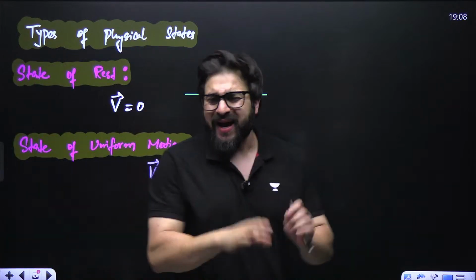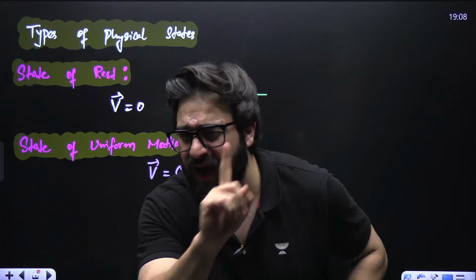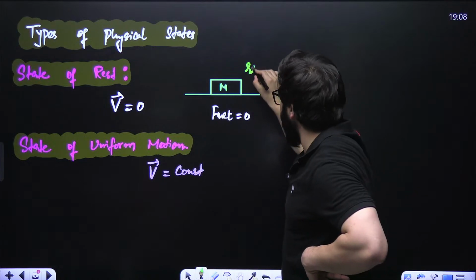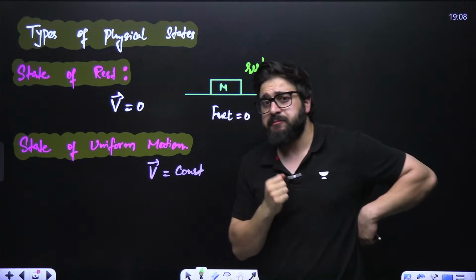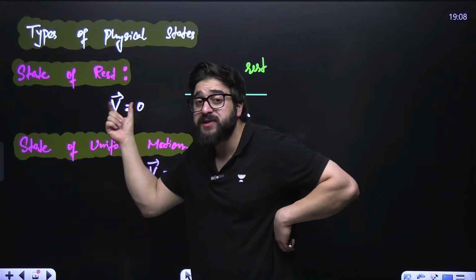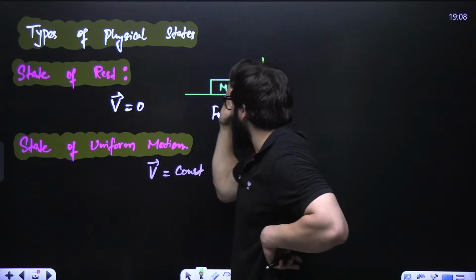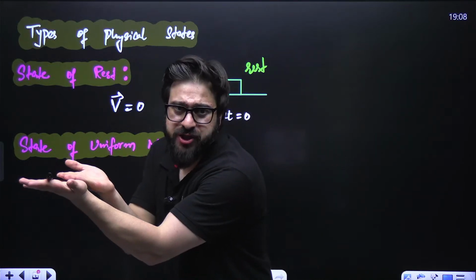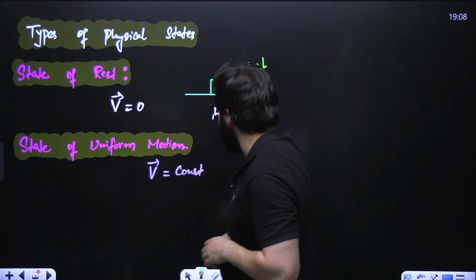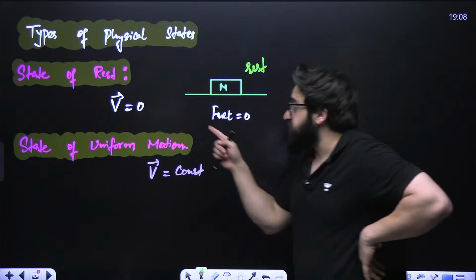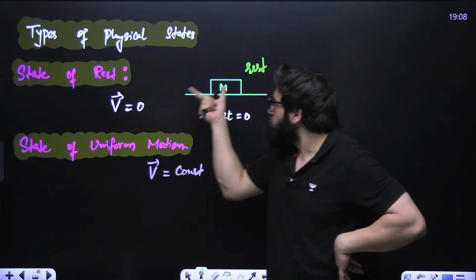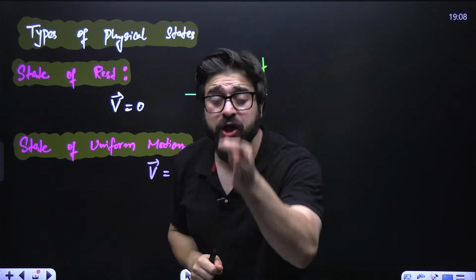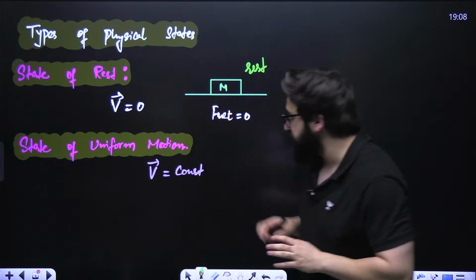From the very basics, understand one thing. If I have got a block over here and I say this block is at rest, that means the velocity of the block is 0. It is not changing its position. My dear friends, if the velocity of the body is 0, we say the body is at rest. And if the position of the body is not changing, we say it is at rest.